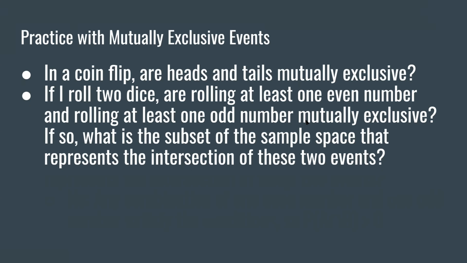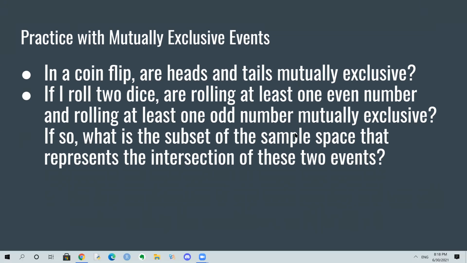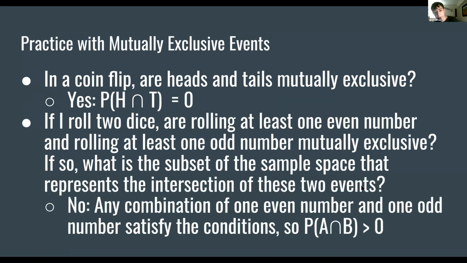Well, the subset would basically be rolling an even number first and then an odd number, or an odd number first and then an even one. Yeah. I don't think I actually wrote that part of the answer here, but you're exactly right. It would be all of the ordered pairs with an even number followed by an odd number, or all of the ordered pairs with an odd number followed by an even number. Any questions about this so far?